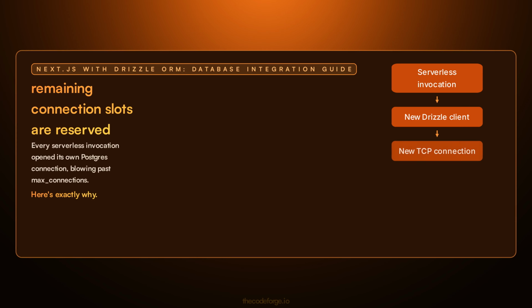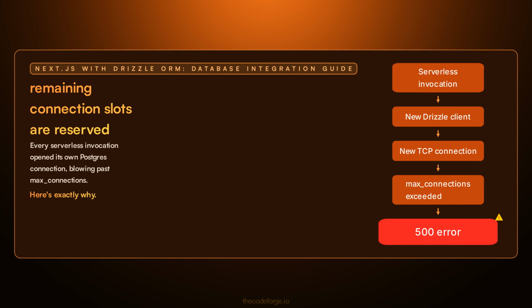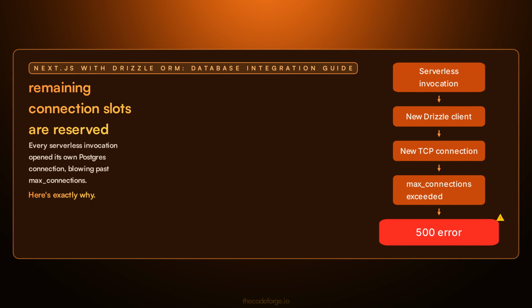Your API starts returning errors, remaining connection slots are reserved under a traffic spike. Every serverless function opened its own Postgres connection.